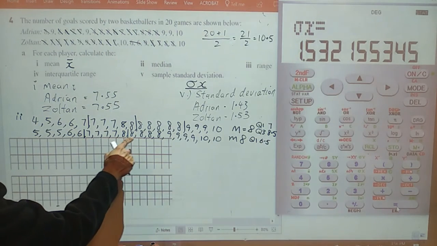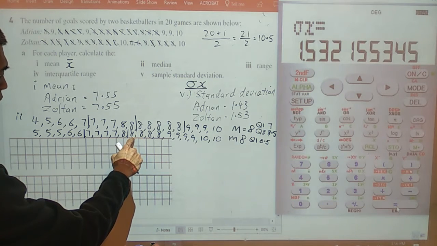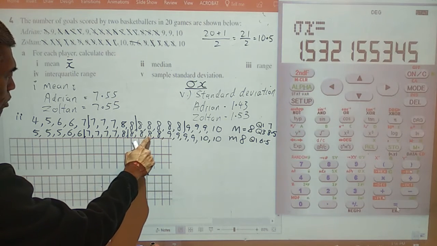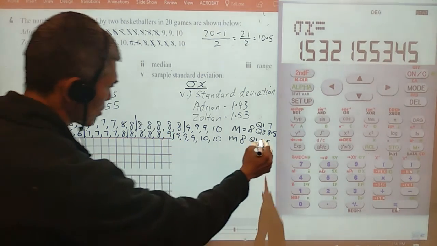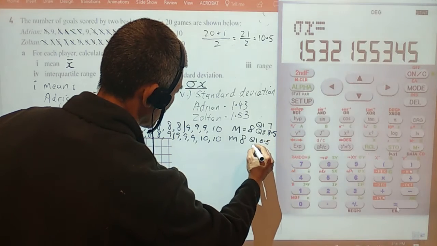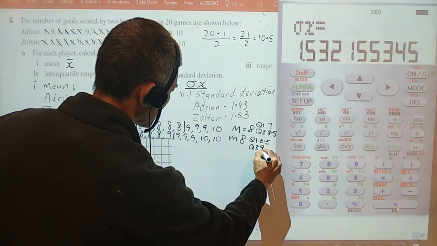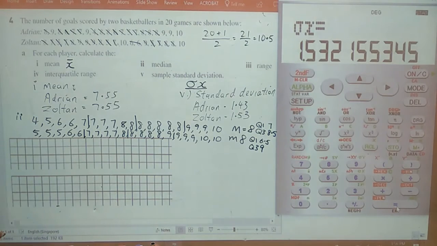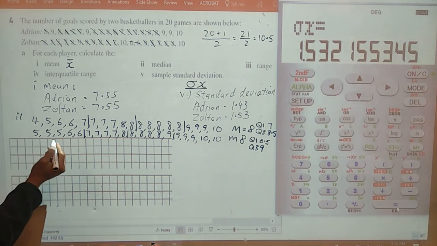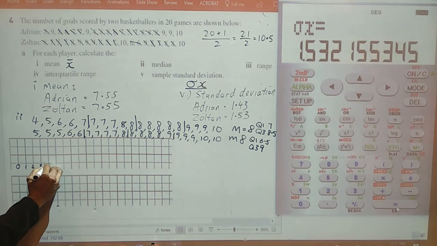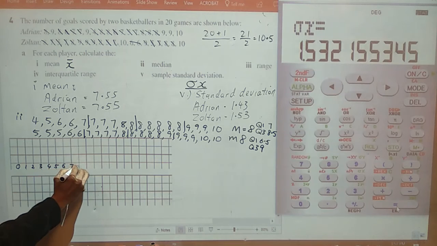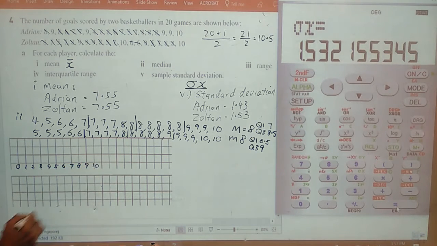And finally, let's take a look at the bottom 75%. 1, 2, 3, 4, 5. Okay, so that's 9. There you go. So Q3 for Zoltan is 9. So if we draw the box plots, all right, the box plots for Adrian, let's number them: 0, 1, 2, 3, 4, 5, 6, 7, 8, 9, 10.